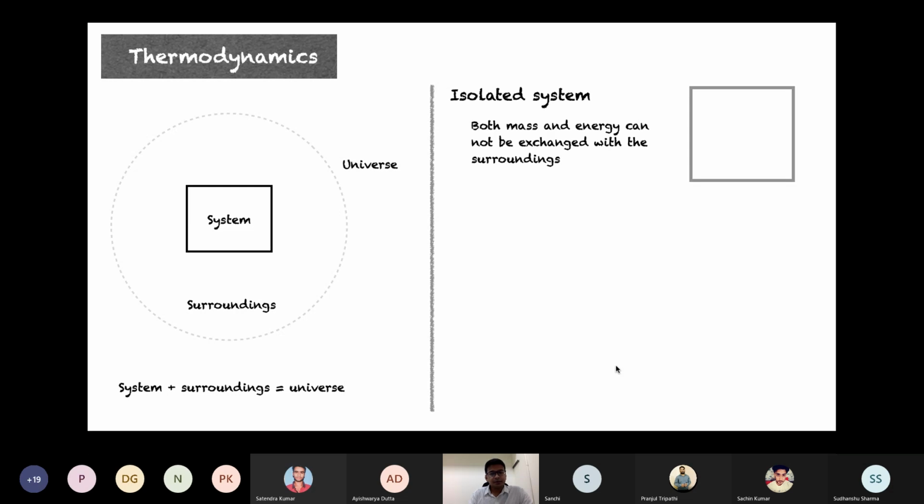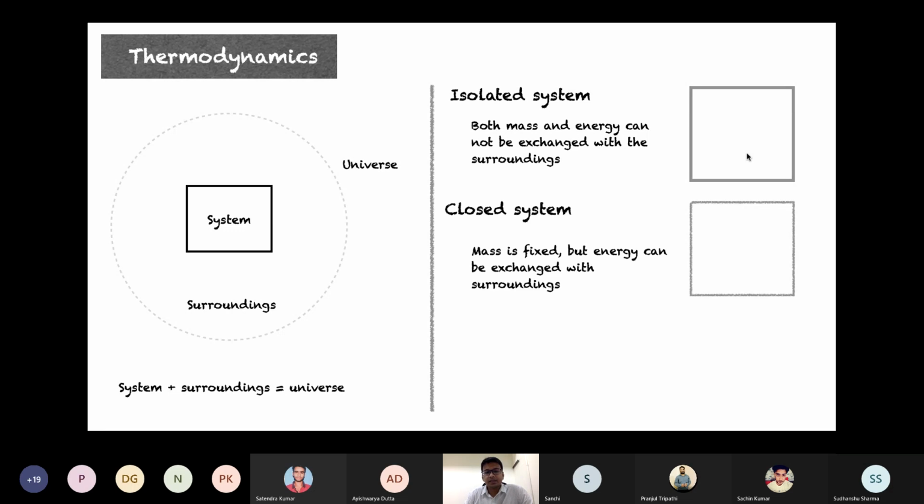Now if we focus on the system, what kinds of systems can we think of? The first one is called an isolated system. Probably the meaning of the word isolated is sufficient to anticipate what kind of system it would be. Usually an isolated system is surrounded by a wall that will not allow the exchange of mass and energy with its surroundings. Do you see my mouse cursor? Anyone? Yes, sir. Yes, we can see. Okay, great, thanks. So here I have drawn a square, which you can think of as a system surrounded by a wall which does not allow mass and energy to be exchanged with the surroundings. So this is called an isolated system.